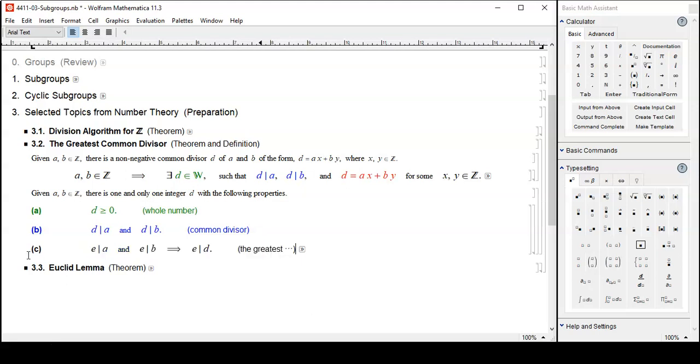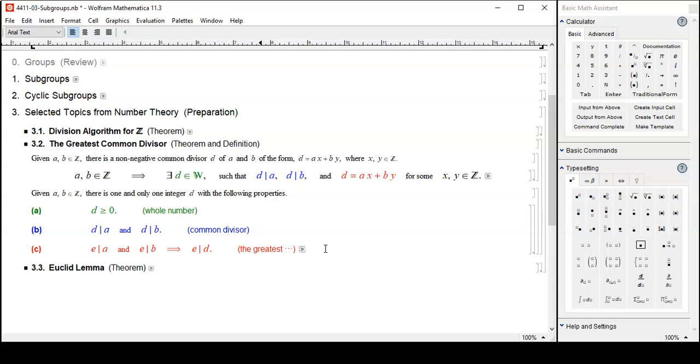Property number 3. If there is another common divisor e, that is e divides a and e divides b, then e divides d. That makes d the greatest common divisor. As a matter of fact, we need this. If d is allowed to go negative, then this will give me something very negative, so it could be the smallest. But no, d is greater than or equal to 0, and e times something is d, and d has to be the greatest.